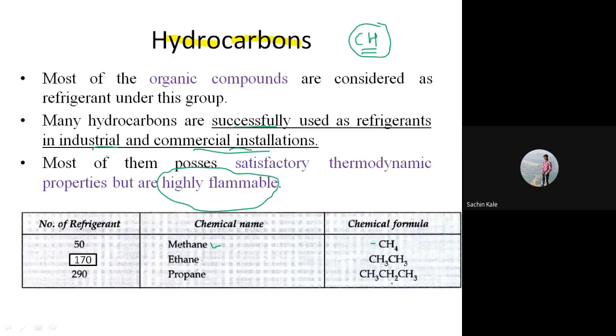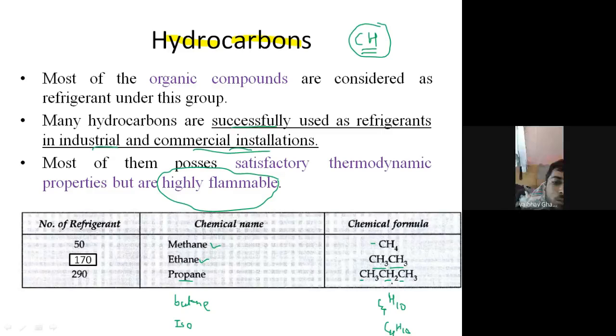Under hydrocarbon refrigerants, the refrigerants are methane, which has the chemical formula CH4; ethane, which has the chemical formula C2H6 or CH3CH3; propane, which has the chemical formula C3H8. Then you can take the next refrigerant as butane, which has the chemical formula C4H10. Or you can have the next refrigerant as isobutane also. Isobutane has the same chemical formula, C4H10. Only the position of hydrogen changes.